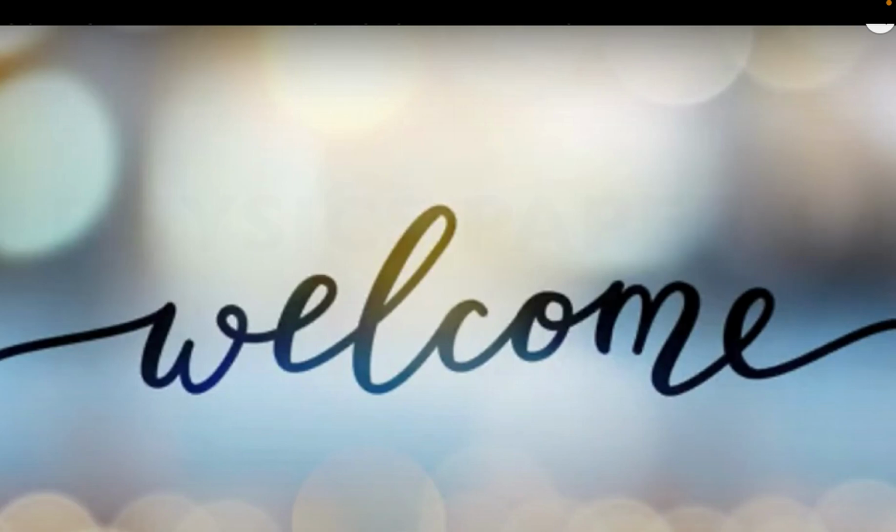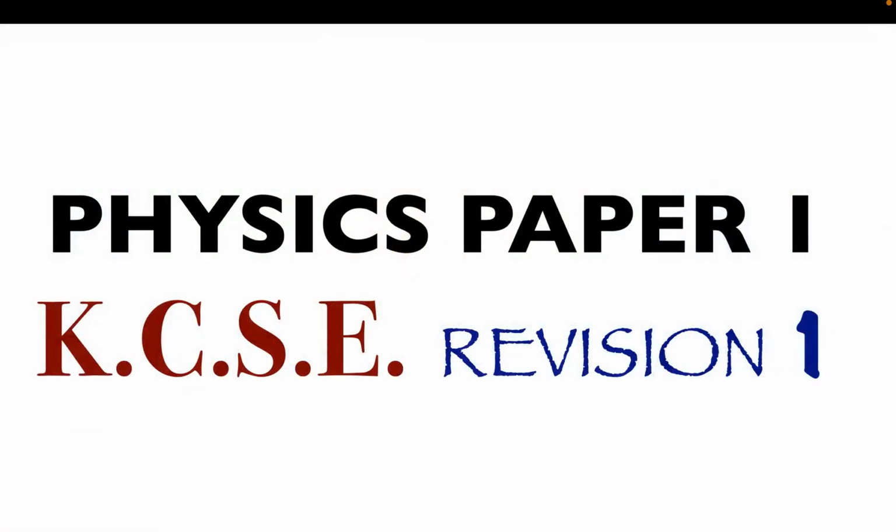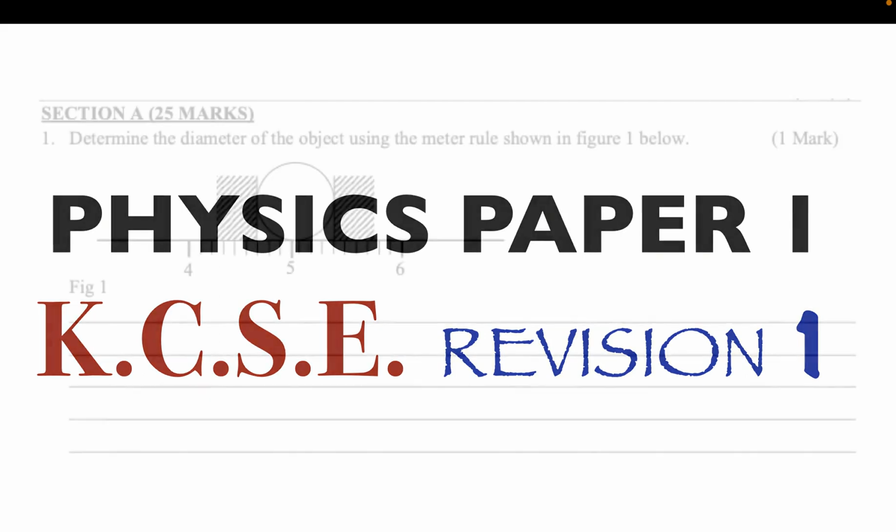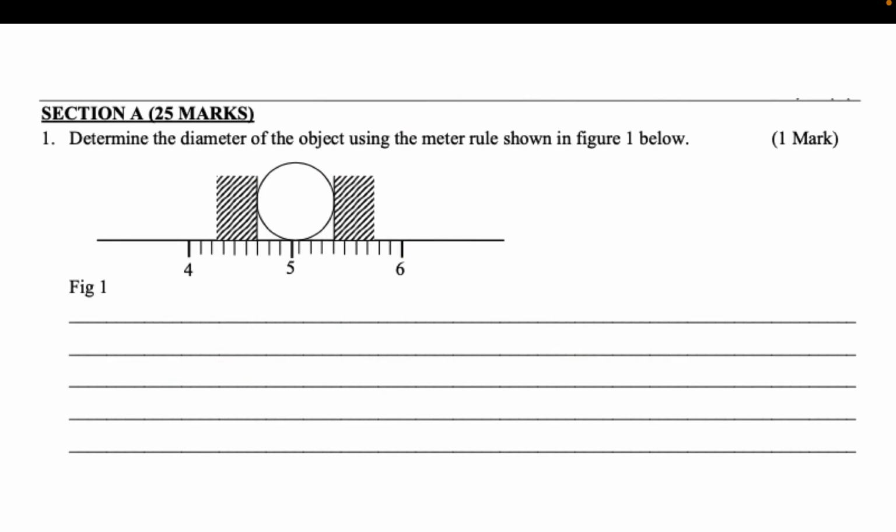Kenya Certificate of Secondary Education, KCSE. 232/1. Physics. Paper 1. Section A, 25 marks. Determine the diameter of the object using the meter rule shown in figure 1 below. 1 mark.